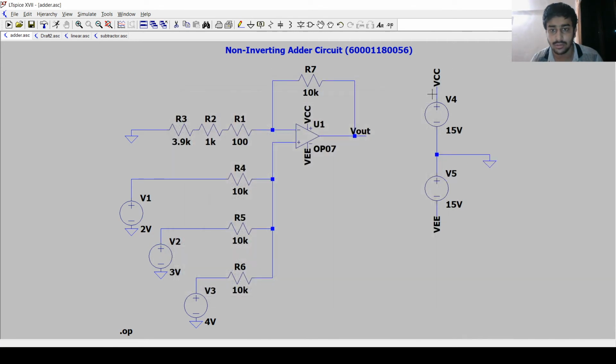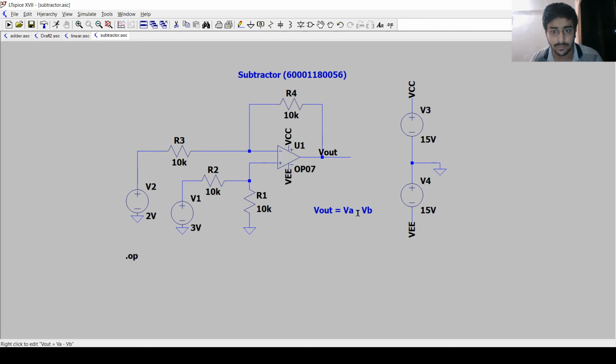Close this window, click over here. Our simulated output is almost 9 volt as theoretical. So they both are almost equivalent. So now let's move to the subtractor.